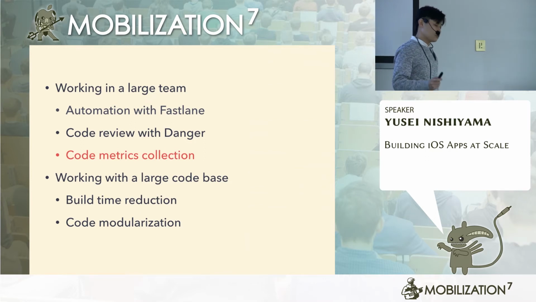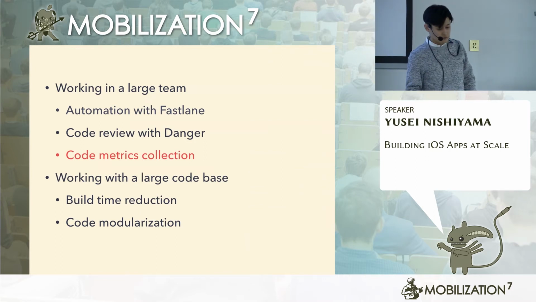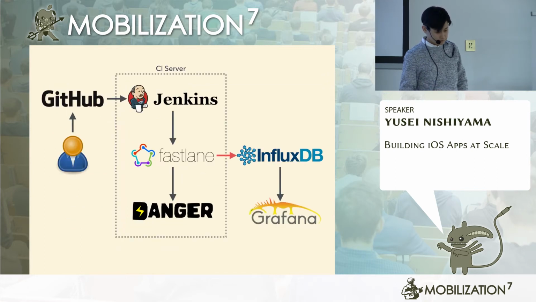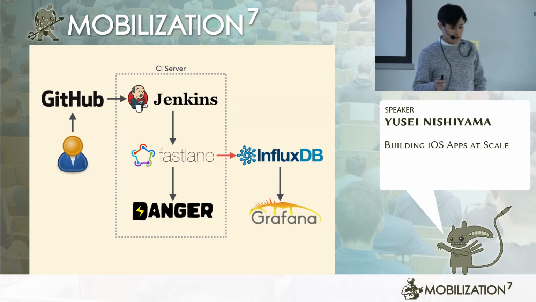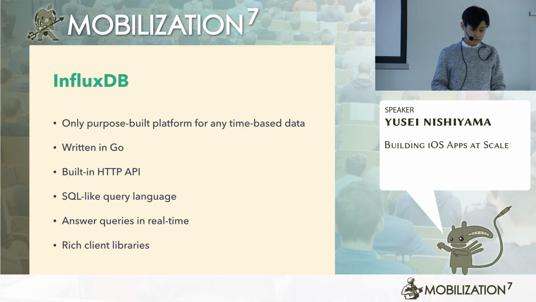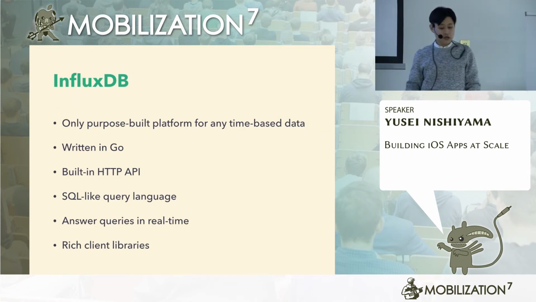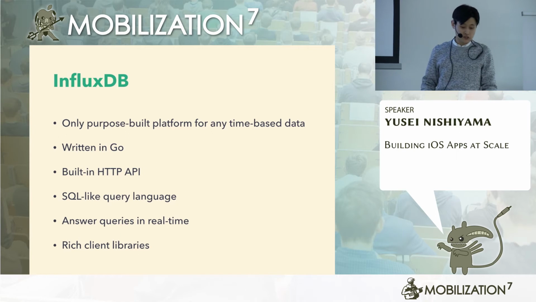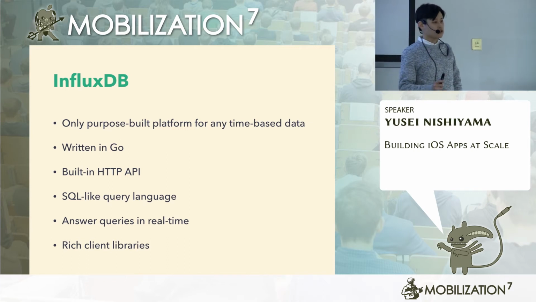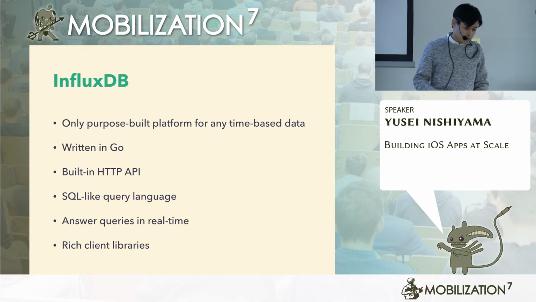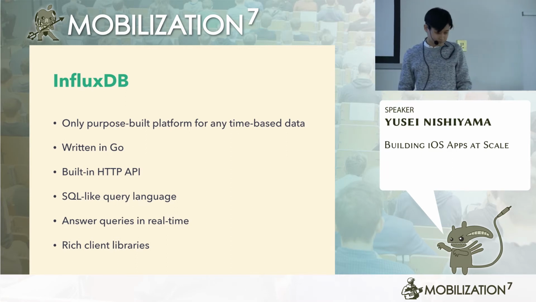The next part is about code metrics, where our system becomes a bit unique. We collect our code metrics in a database called InfluxDB. InfluxDB is a data storage which specializes in time series data. As it has a built-in HTTP API and there are a lot of client libraries in many languages, it's very easy to integrate InfluxDB into your build system. And one more important thing I want to mention is it's written in Go, so it's really fast and really responsive.